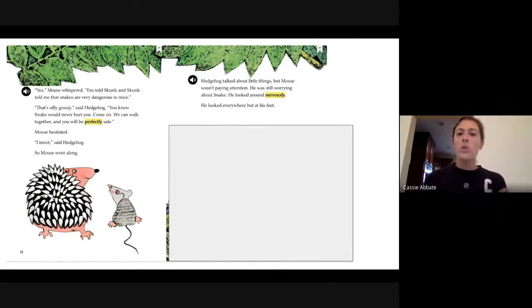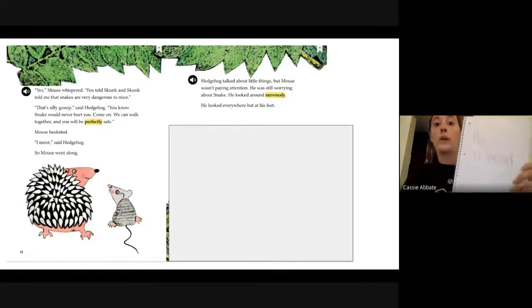All right. So what do you think happened to Mouse? It said he looked everywhere but at his feet. I'm thinking that happens to me. I'm looking around, and what normally happens is I trip. So that's what I think happened to Mouse, that he tripped and he fell over.